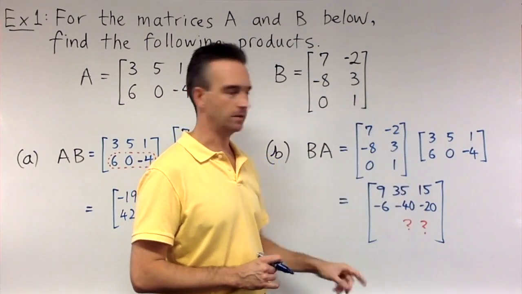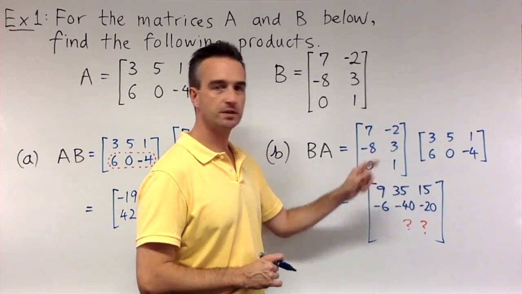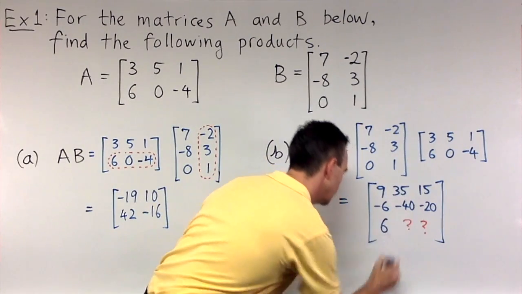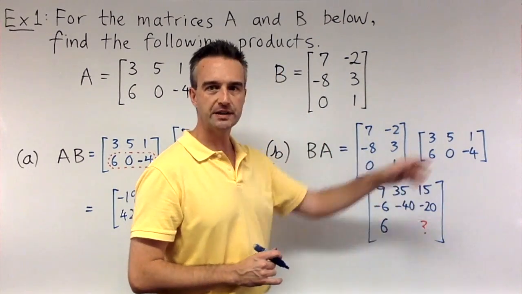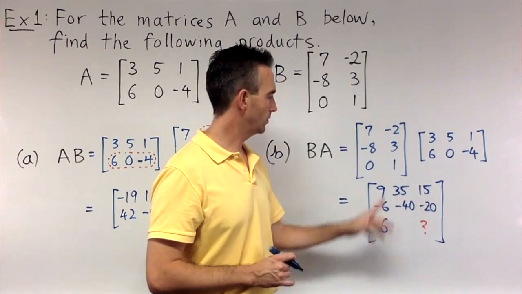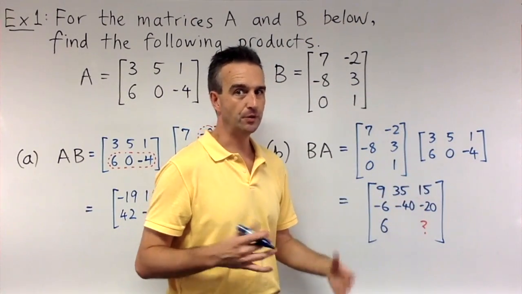Third row, first column. 0 times 3 is 0. 1 times 6 is 6. Third row, second column. 0 times 5 is 0. 1 times 0 is 0. 0.